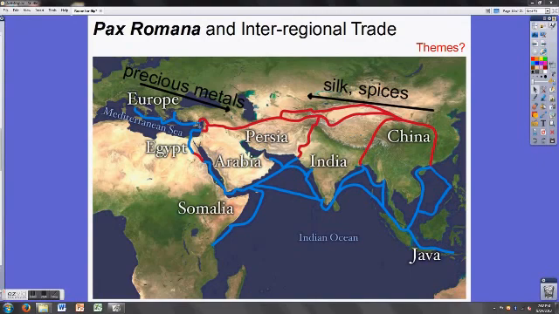Okay, we will talk about these trade routes in much more detail later, but for right now, you need to know that the Roman Empire was a big player in these trade routes. Okay, and when we talk about Han Dynasty China and Gupta India later on, you'll see that they were a big player in these trade routes as well.